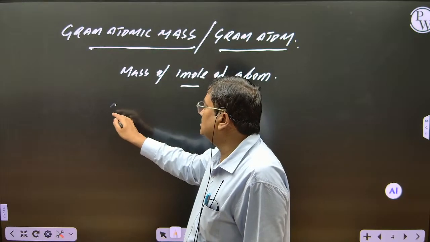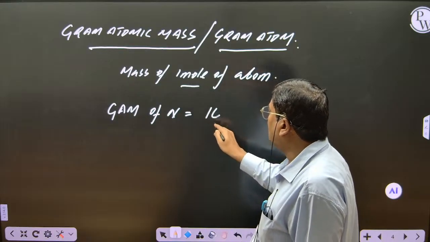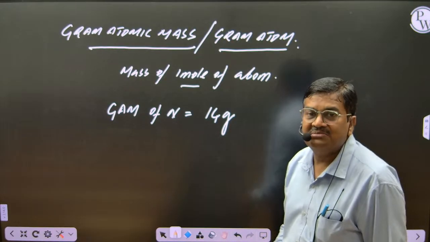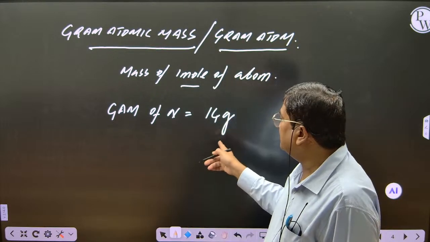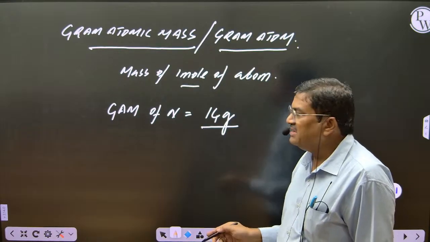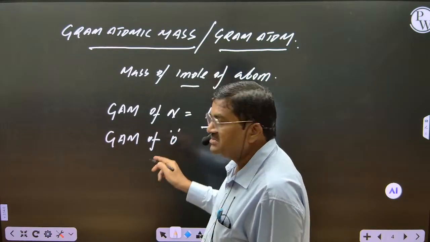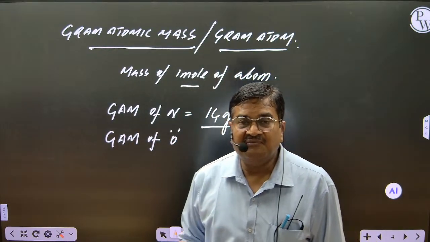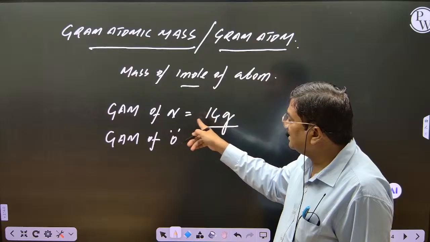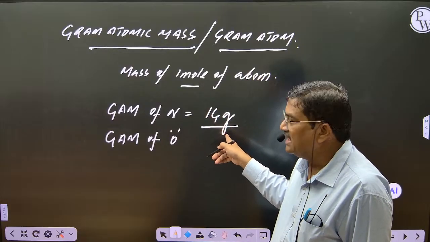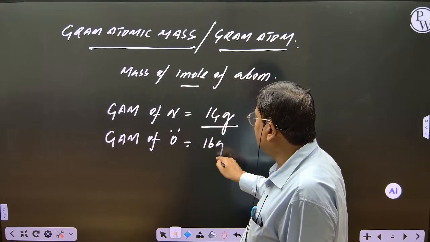Suppose I ask you the gram atomic mass of nitrogen, what will be your answer? 14. Instead of U, what do we write? Grams we write. That means atomic mass expressed in grams is called gram atomic mass. Understood? Same way, if I ask you the gram atomic mass of oxygen, you have to see whether the examiner is asking for atomic mass. If only atomic mass had been asked for nitrogen, I have to write 14 U. If gram atomic mass is mentioned, you have to write 14 grams. Same way, what is the gram atomic mass of oxygen? It will be 16 grams. Understood?